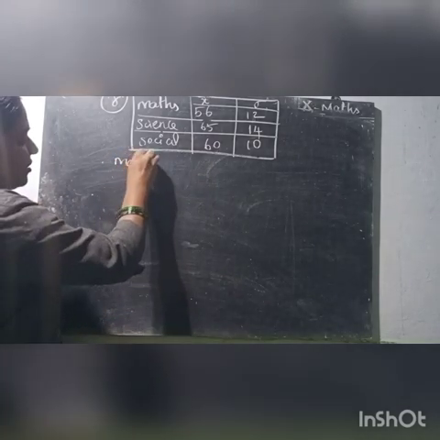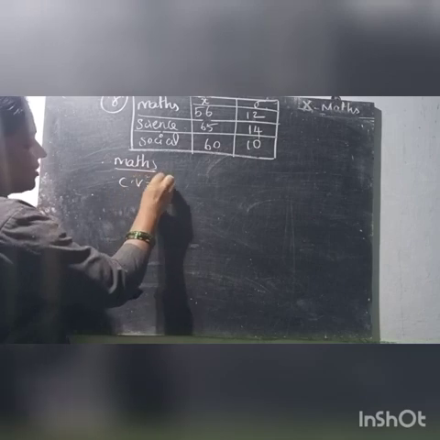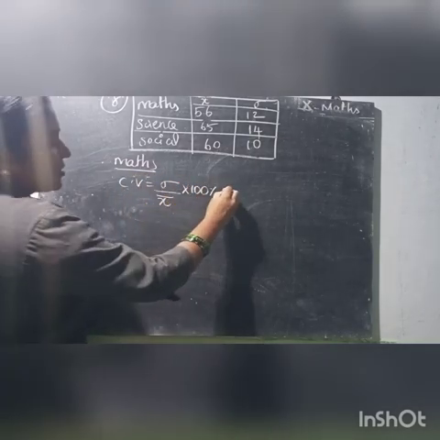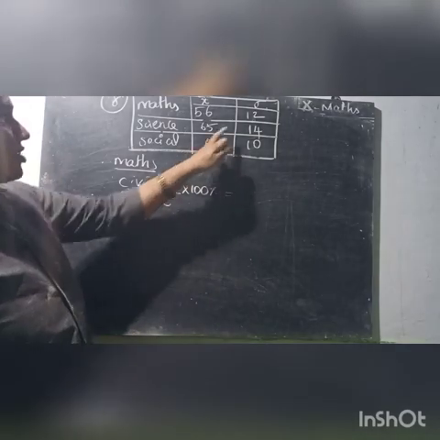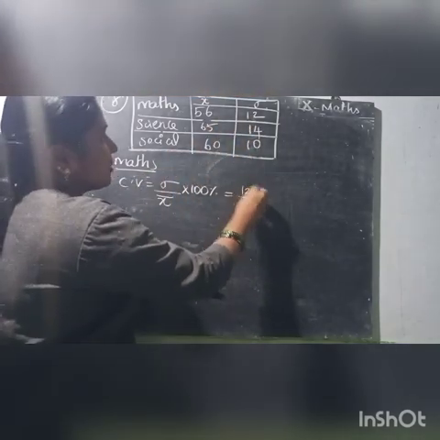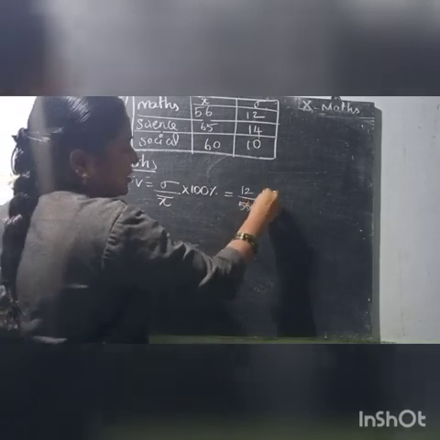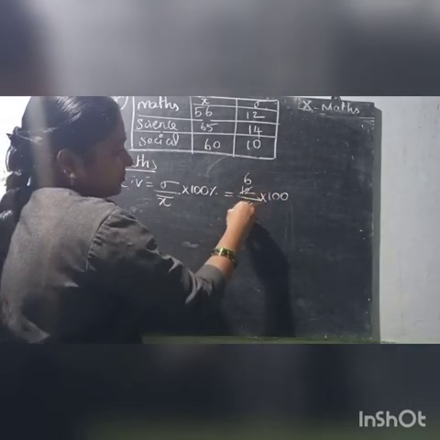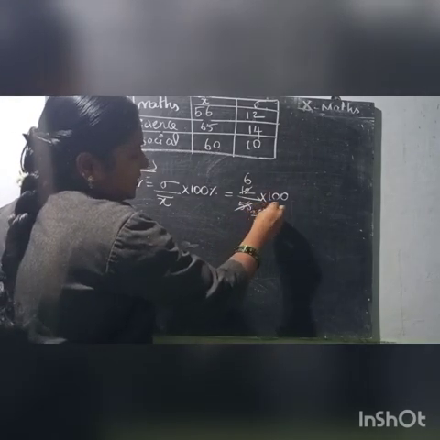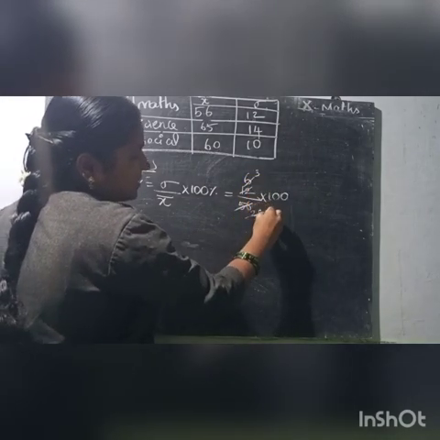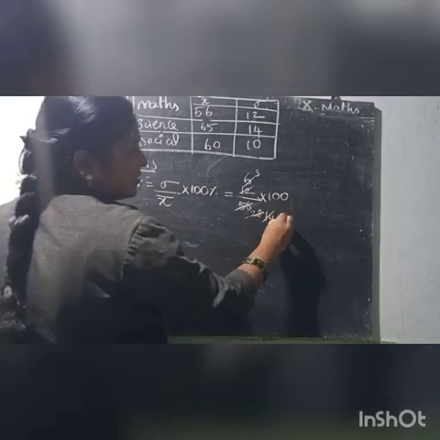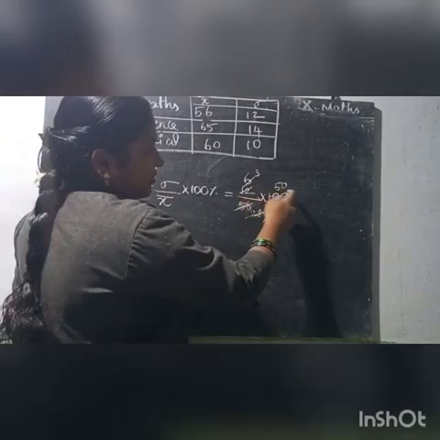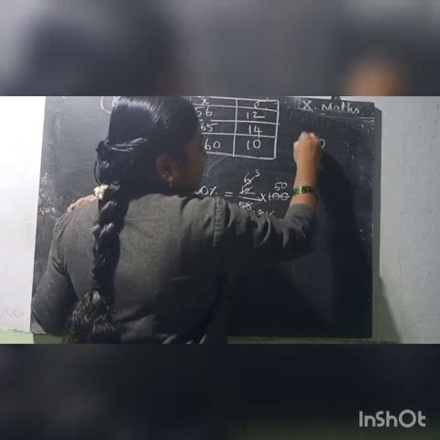First we will find out for maths. So CV equals standard deviation by x bar into 100%. Standard deviation value is 12, so 12 by x bar value 56 into 100. Let me simplify. 6 times, this is 28 times. Again 3 times, this is 14 times, 7 times. This is 50 times. So now 50 into 3 is 150. So 150 by 7.